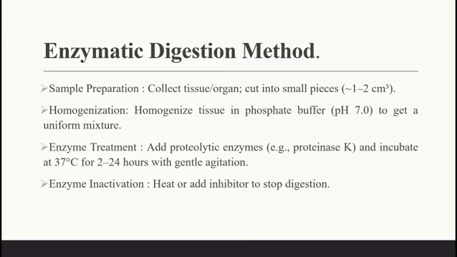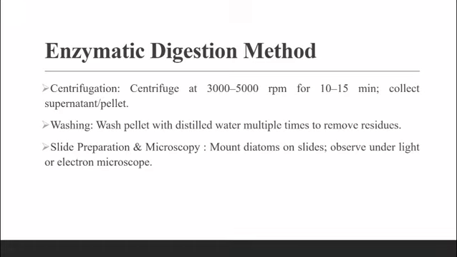After which we will centrifuge the sample at 3000 to 5000 rpm for 10 to 15 minutes, and then we'll collect the supernatant layer and wash the pellet with distilled water multiple times to remove the residues. And after that we'll prepare the slide. We'll mount the residues on the slide and then observe it under the microscope.